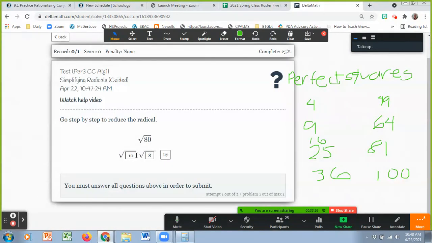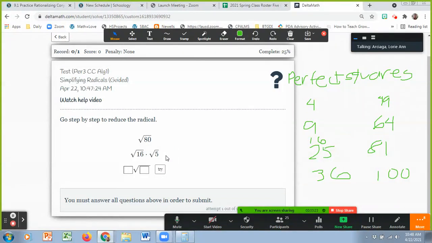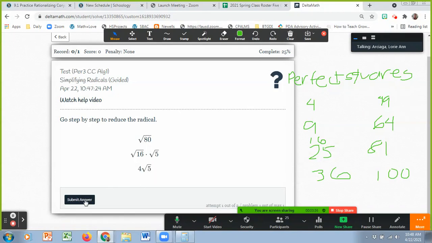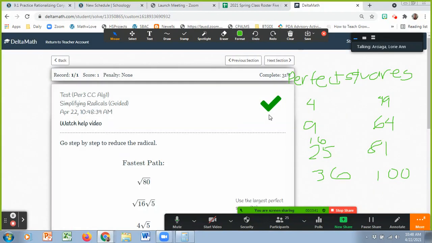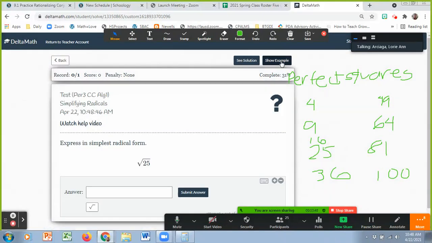Okay, so let's change it to 16 times 5. All right, and then try. There, so it won't let you move on until you get the right combination. Okay, so square root of 16 is 4. Just copy the radical number. Try and then submit answer. So did it work, Hannah? Did you refresh it and did it work?